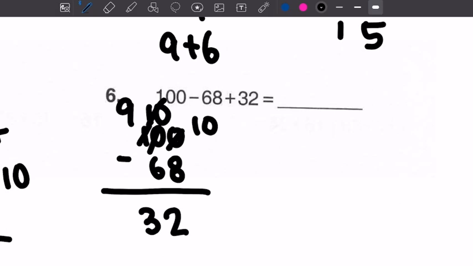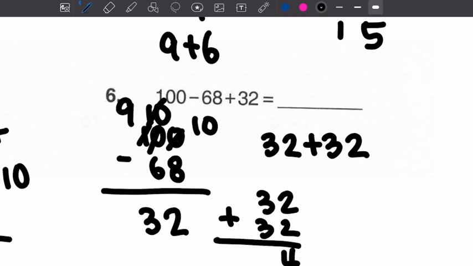Now, knowing that 100 minus 68 equals 32, we are left with 32 plus 32. And doing the addition, 2 plus 2 equals 4, and 3 plus 3 equals 6. So 32 plus 32 equals 64. Now, we know that 100 minus 68 plus 32 equals 64.